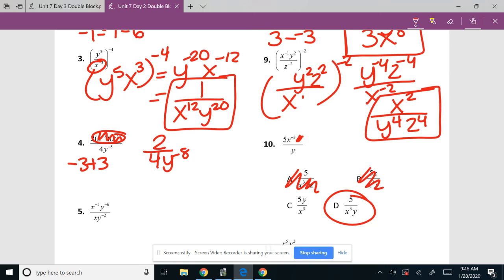All right, we do this one right here, we subtract. So x, negative 5 minus 1, that's negative 6. The y is negative 6 minus negative 2, that's negative 4. They're both negative, so that means it comes to the bottom.